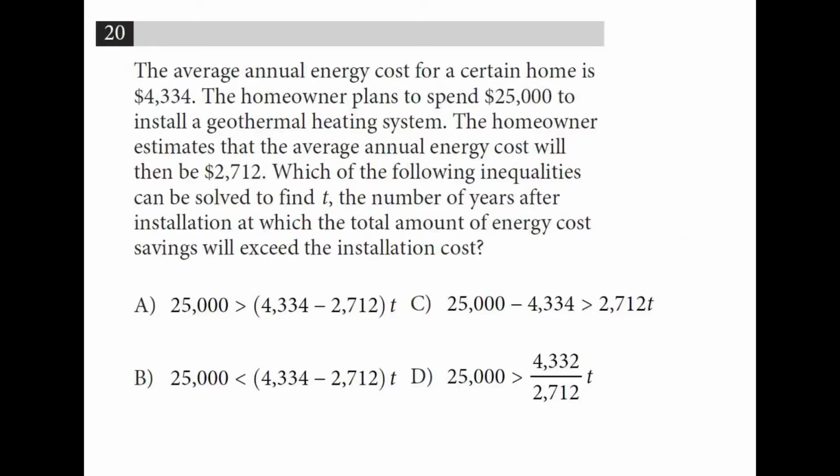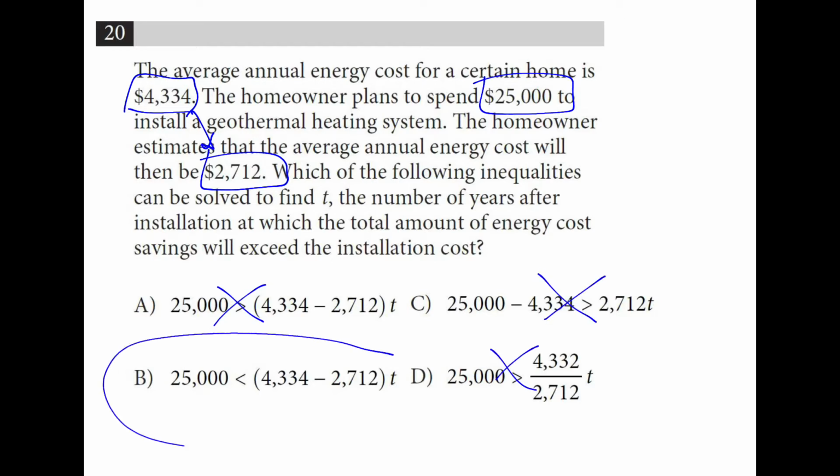The average energy cost for a home is this. We're going to spend this much to install a different type of heating system, so our new energy cost is this. If we subtract the two, we can find out our savings per year. And we want to know when those savings are going to be bigger than 25,000. So less than 25,000, we can rule out, which turns out to be all of these. This is the only one where the savings are bigger than the amount you spent. And the slope is the difference between your old energy costs and your new.